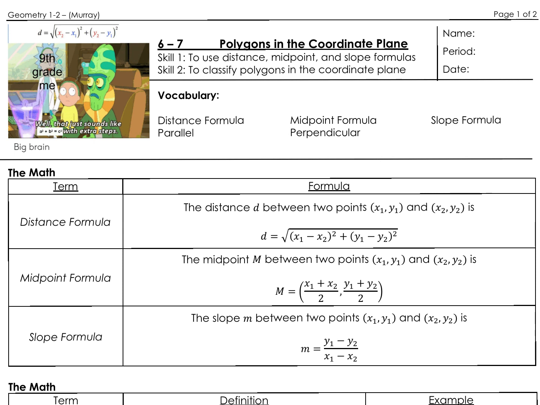And in order to do that, we might need to use any of the following formulas. Okay, so I'm going to have to use one of these 3 formulas here. So we have gone over the distance formula. We've gone over the midpoint formula.